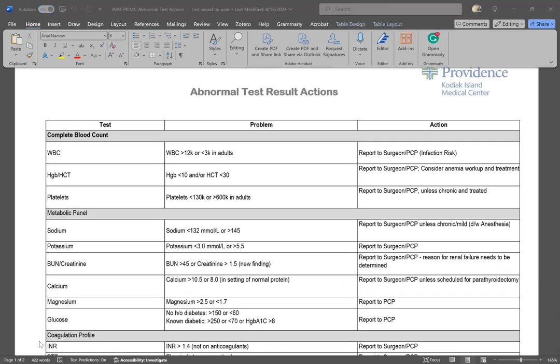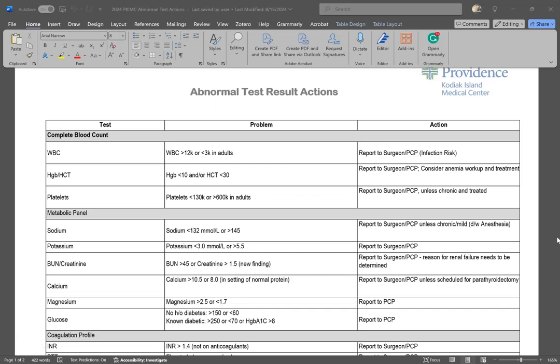So let's get back to this patient. We've ordered an EKG on her because she's had an acute change in her status after her heart stent. The EKG comes back and the nurse compares it to her last EKG and it shows a new left bundle branch block. This is where we consult this abnormal test results sheet.